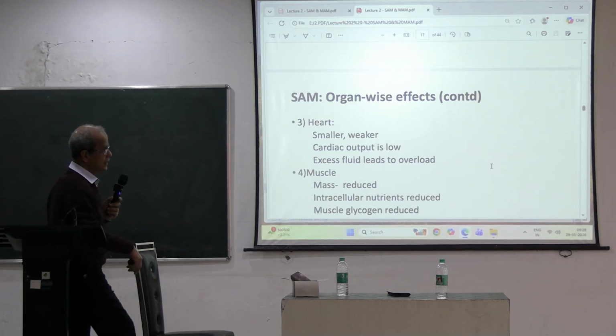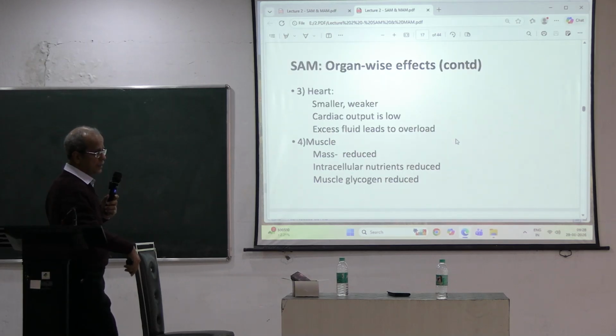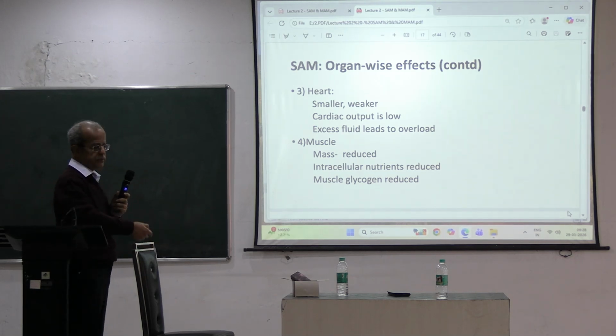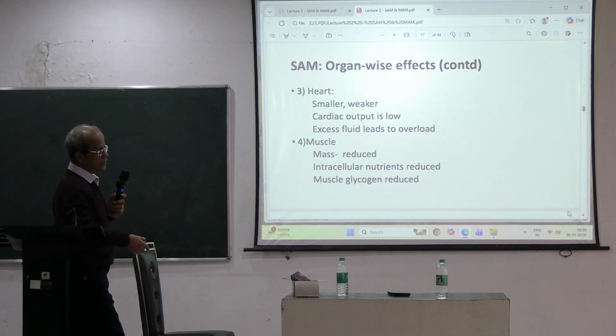Now the heart is one of the organs which is affected last. In the ultimate stage, the heart is affected. What happens to the heart? It becomes smaller, it becomes weaker, and cardiac output becomes low. Heart and brain have a very high metabolic rate and very high activity, and they are very important for survival, so the body tries to spare them in case of malnutrition. And excess fluid leads to overload. That is one thing you have to remember while you treat a case of severe acute malnutrition.